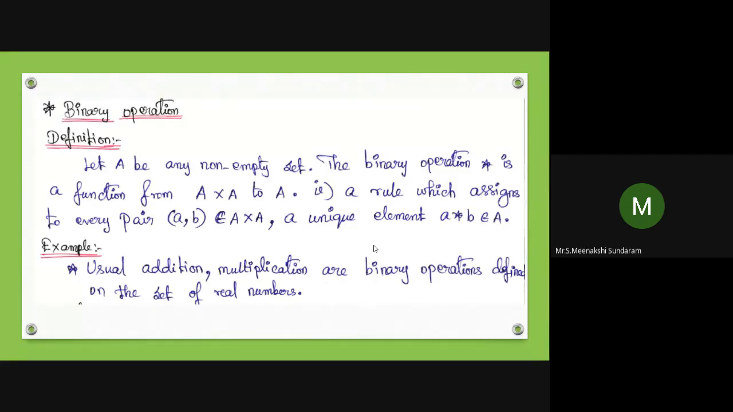That is nothing but the closure property being satisfied. You take two elements from the set, then whatever operation we have to do, addition or subtraction, the output should also be in the same set. Then we can say it is a binary operation. That is the closure property. Example: usual addition and multiplication are binary operations defined on the set of all real numbers. Any two real numbers, you can add or multiply, and you get again a real number. That is an example of a binary operation.